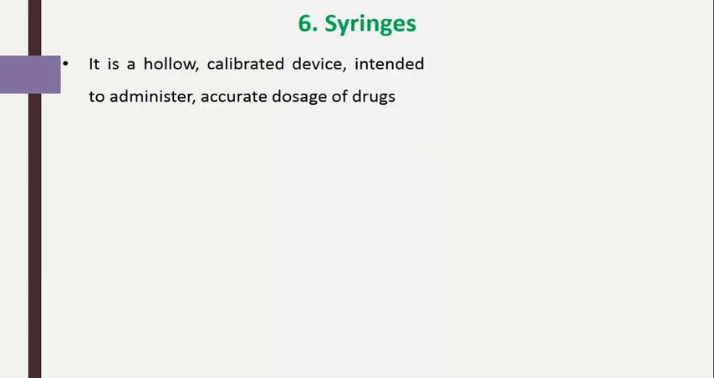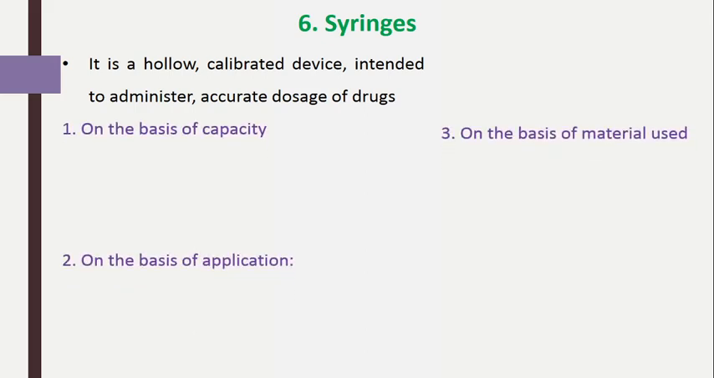So we can move to another surgical item, that is syringes. Everyone knows about syringes. It is a hollow calibrated device intended to administer an accurate dosage of liquid medicines. These are categorized on the basis of different factors. The first is the capacity factor, so these syringes are classified on the basis of capacity.